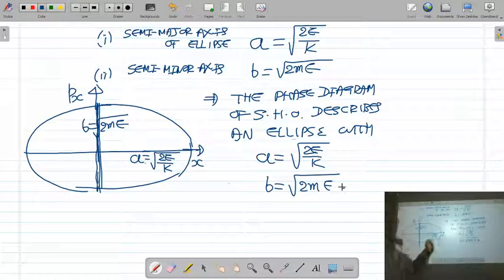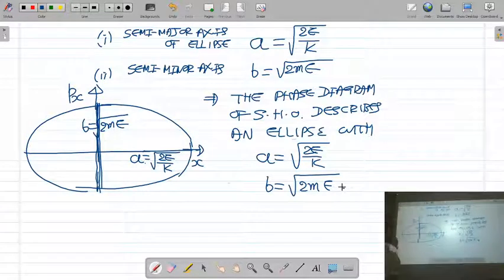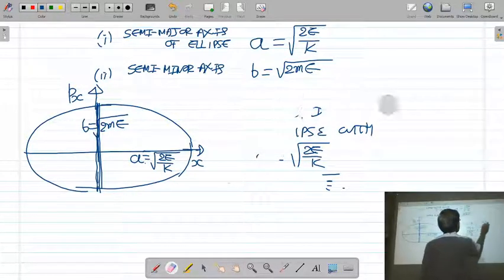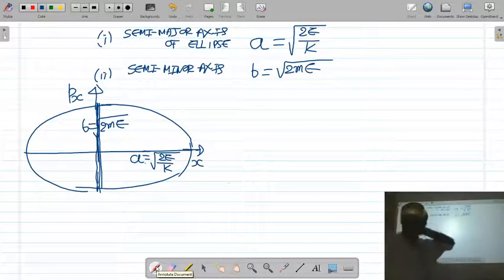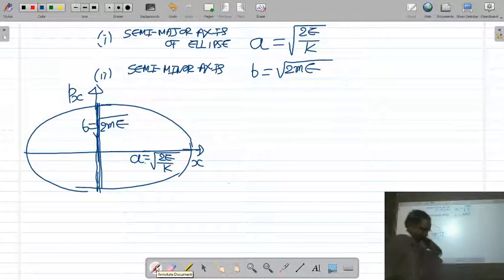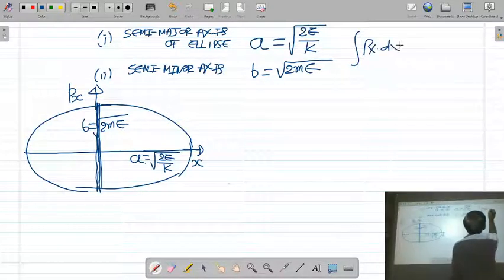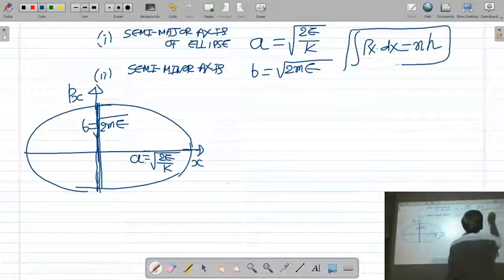You can see here that our equation is similar to the equation of an ellipse. So the phase diagram of harmonic oscillator describes an ellipse whose semi-major axis A is under root 2E by k and semi-minor axis of the ellipse is under root 2mE. And if you have a question that why the value of phase integral is taken as integral multiple of Planck constant h, then you can get the proof from this calculation.